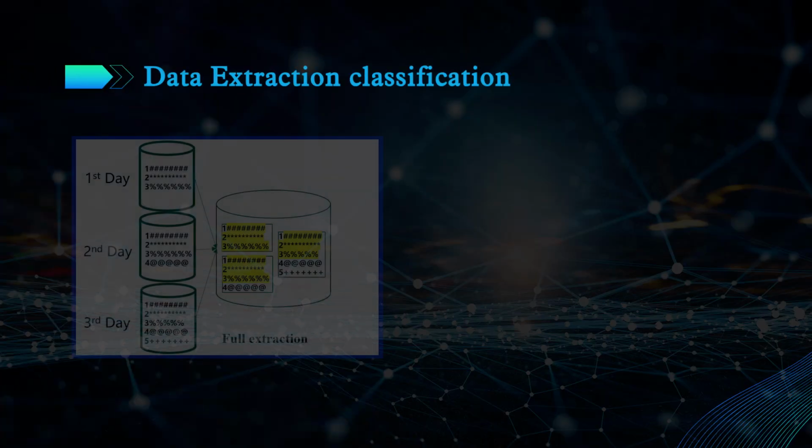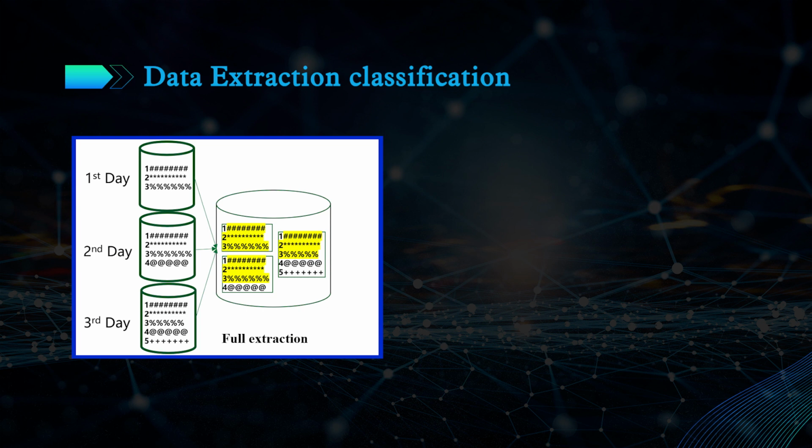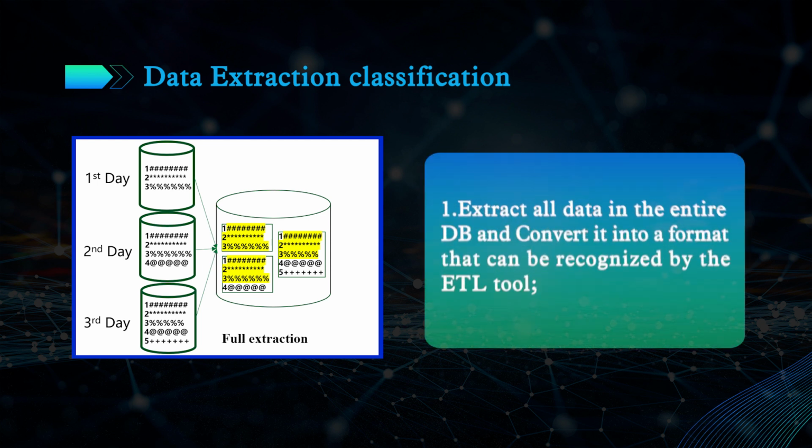As shown in the diagram, on the first day, the database has 3 records, number 1, number 2, number 3. On the second day, 1 record added is number 4, and on the third day, another record added is number 5. In full extraction, it extracts all data in the entire source data storage every time, then converts it into a format that can be recognized by the ETL tool and stored in the target data storage.